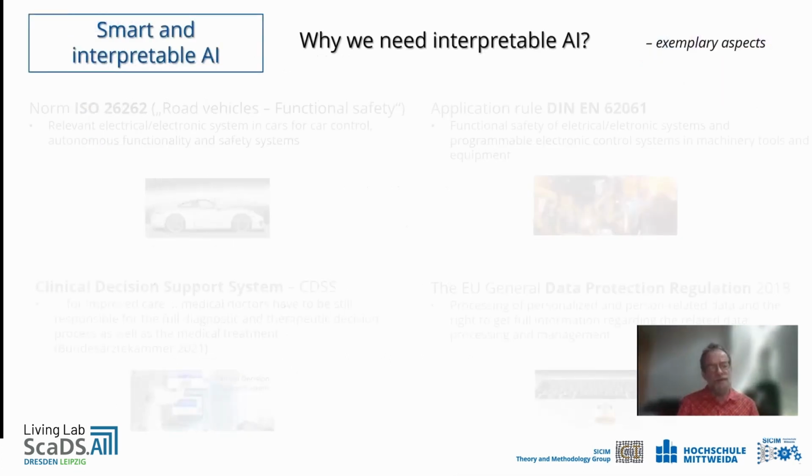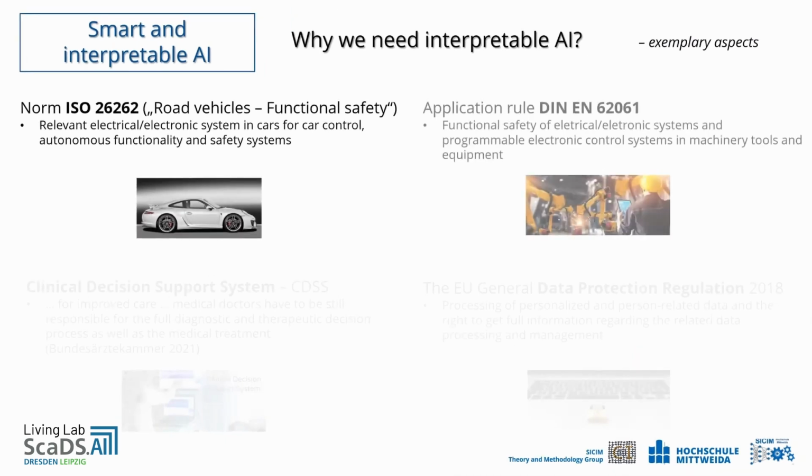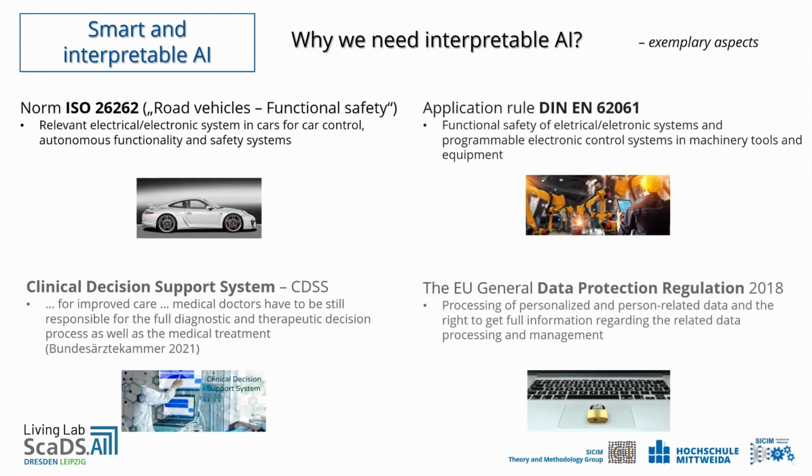Smart and interpretable AI: why do we need interpretable AI? We have many regulations and norms so that engineers or applicants for machine learning systems have to declare what all the tools are doing. So this is important. For example, in autonomous driving, there is a norm ISO 26262, where you have to explain the functional safety of the car. And if you have an electronic system inside the car, like a machine learning tool to decide something, then you have to declare the functional safety of the model, and you have to explain how this model works and how the decisions are made.